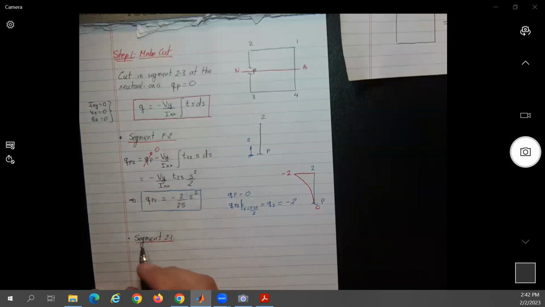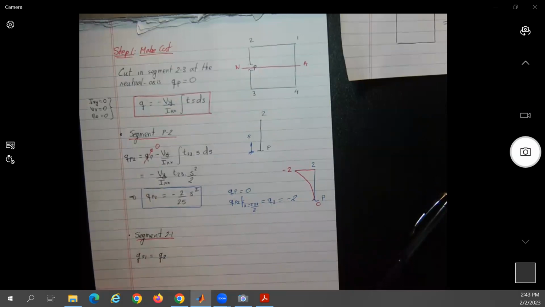So how you over here? You have Q. Wait, is this one? So now I have Q21 should equal to what? Q2, the one in the corner, minus Vy over Ixx, integral, this time of T12 or T21.